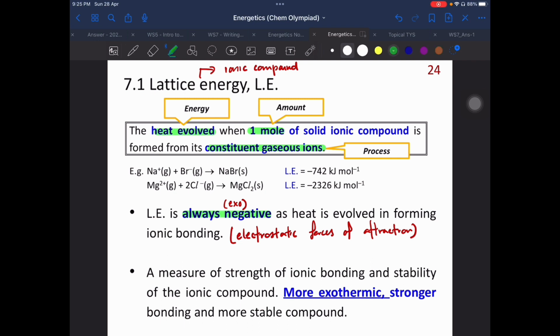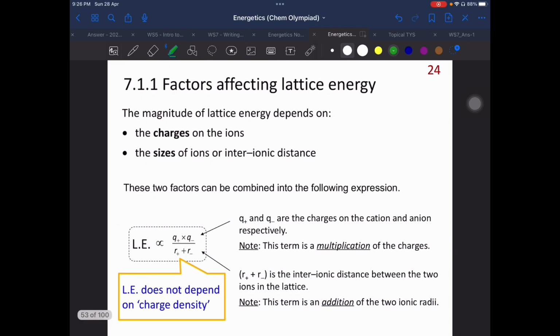Now, the stronger the ionic bond, the more exothermic the lattice energy we are looking at, because the attraction is so strong, right? So much energy is being released when that happens. So lattice energy actually depends on something that we call charge density. We look at the charges of the ions as well as the sizes of the ions.